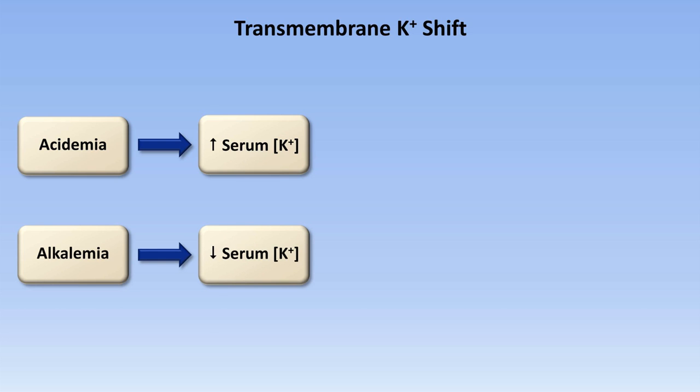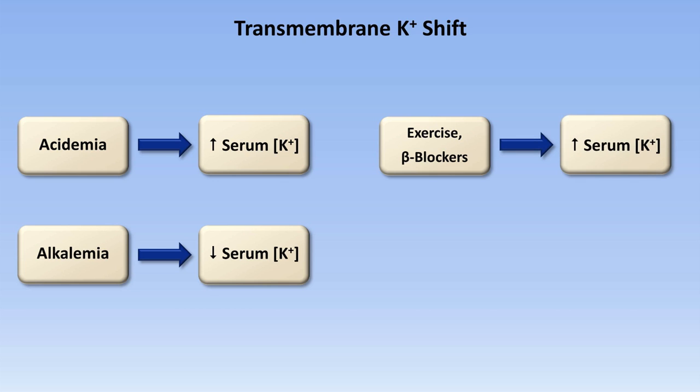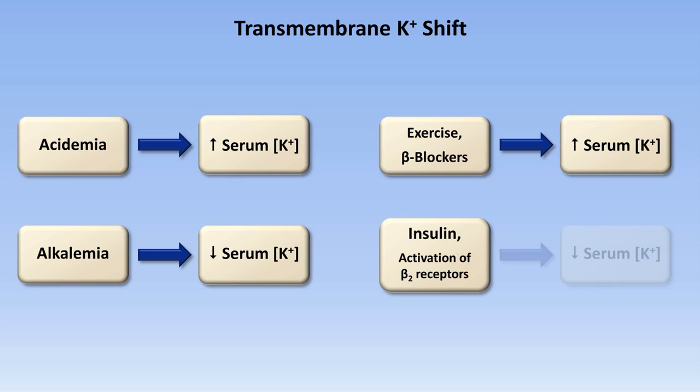In addition to acid-base disturbances, a few other factors can lead to transmembrane shifts of potassium. So exercise and treatment with a beta blocker class of medications can lead to hyperkalemia. And insulin and activation of beta-2 receptors by circulating catecholamines like epinephrine can lead to hypokalemia.